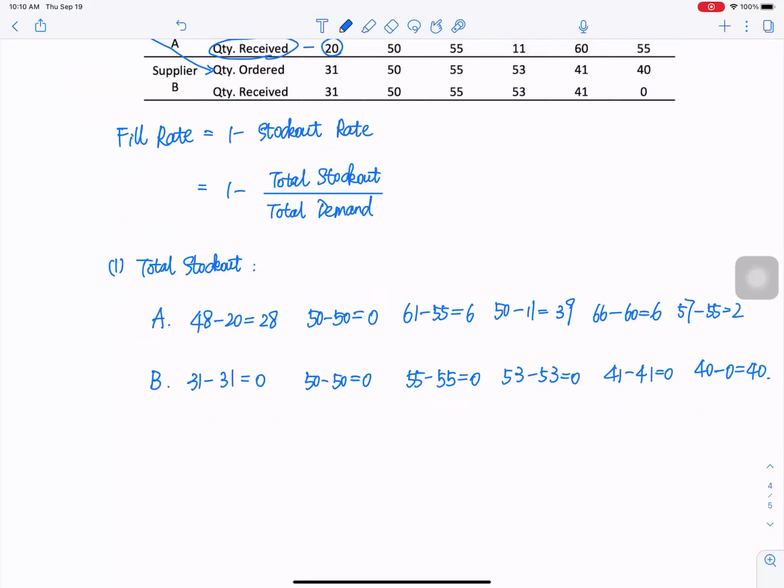Then if we want to calculate the total stock out of A, we need to add all these numbers together for the first column, which is 28 plus 0 plus 6 plus 39 plus 6 plus 2, which equals 81.